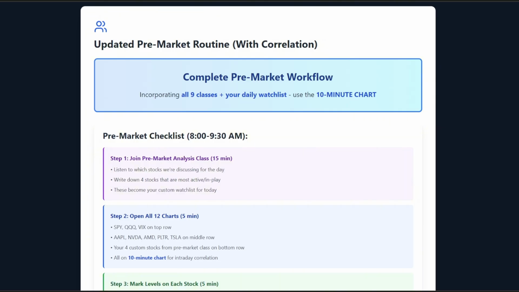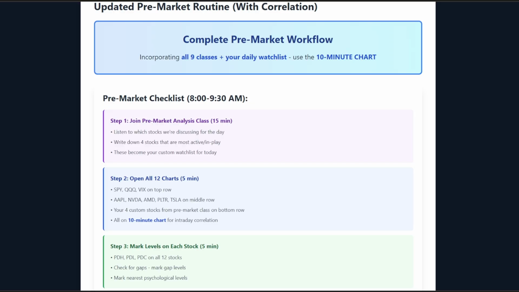Okay, updated pre-market routine with correlation. Guys, if you are not living under a rock, you are waking up, brushing your teeth, and listening to pre-market with Rich. It's very simple. Now, I know Monday, Tuesday, and today you didn't get them, but you survived. But you joined the pre-market with Rich in the morning to really understand what's going on in the market, your plan, levels, and everything. The complete pre-market workflow incorporates everything we've learned from the 9 classes, your daily watch list, and we're trading on the 10-minute chart.